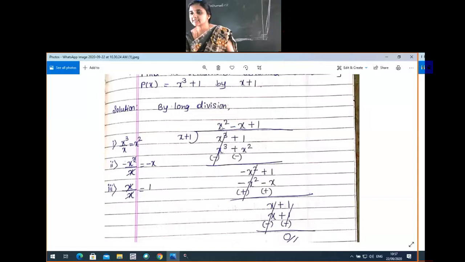What is the next step? We multiply this divisor x plus 1 by the first quotient term, x square. x into x square is x cube; plus into plus only; 1 into x square is x square. Now you can observe x cube, same terms are there. Can we cancel them? No, because of the same sign, we cannot cancel. We would have to add them.